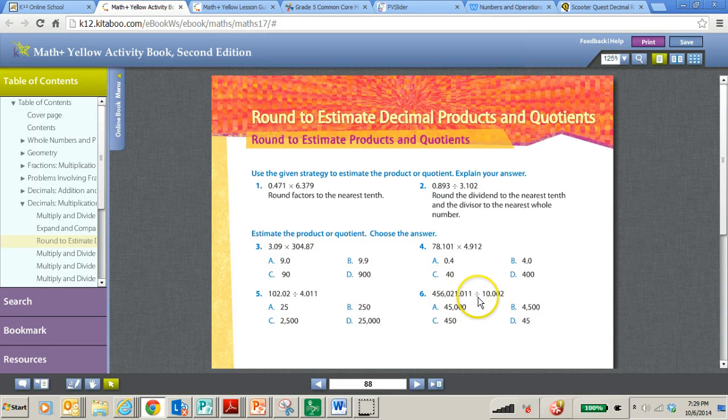Here we have to think about our powers of 10. Let's divide by 10. When we divide by 10, we make this number 10 times smaller and simply move that decimal point.